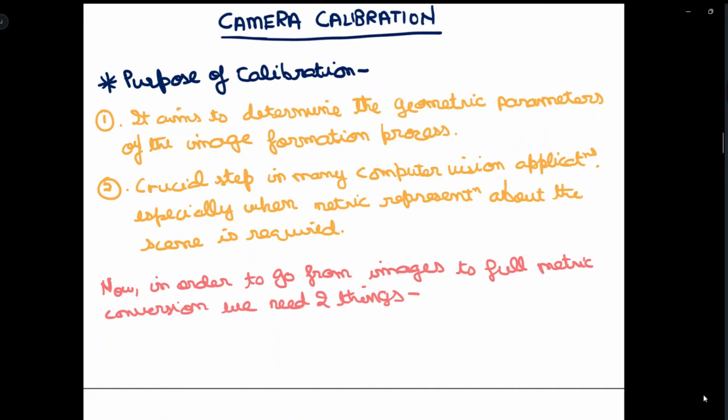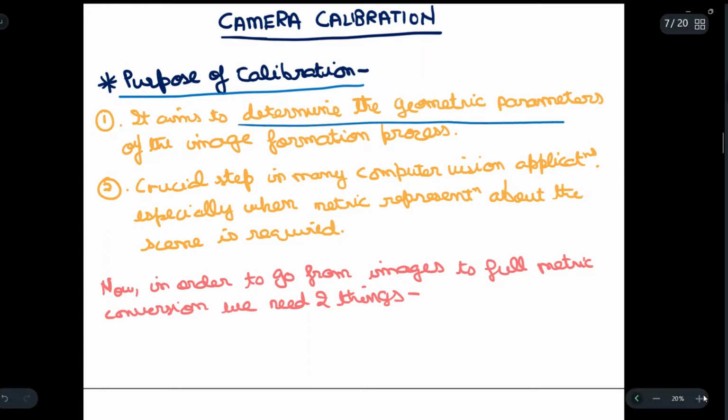Hey guys, so today we will be discussing camera calibration. First of all, we will see what the purpose of camera calibration is. It aims to determine the geometric parameters of the image formation process. The geometric parameters of an image can be determined with the help of camera calibration. And this is very useful in computer vision applications, especially when a metric representation of the scene is required.